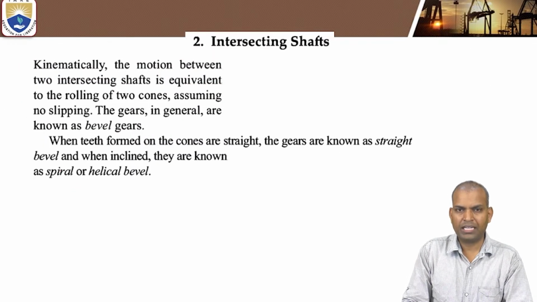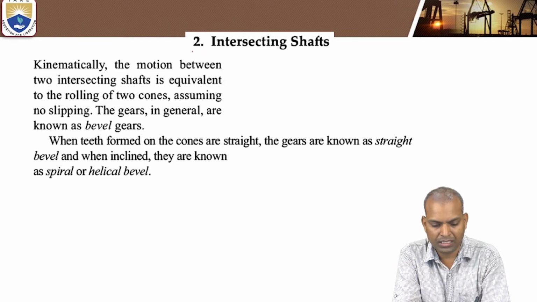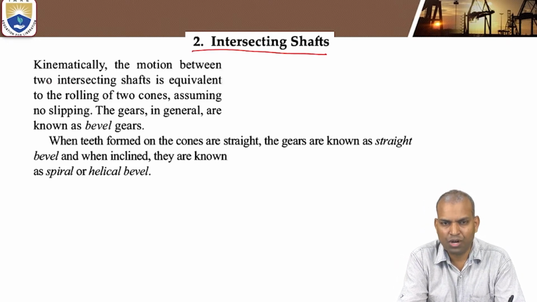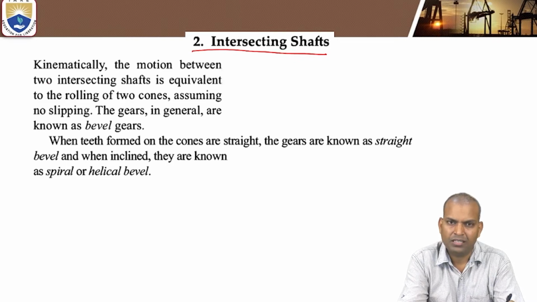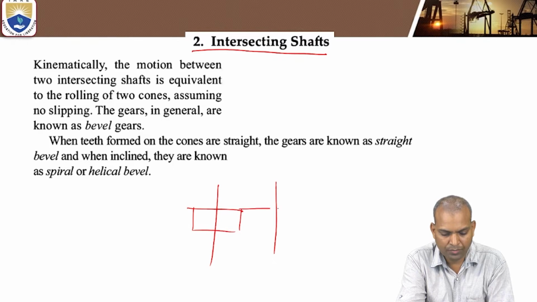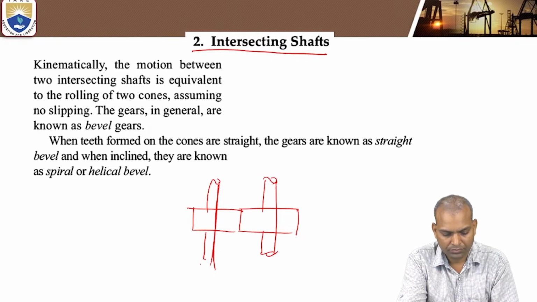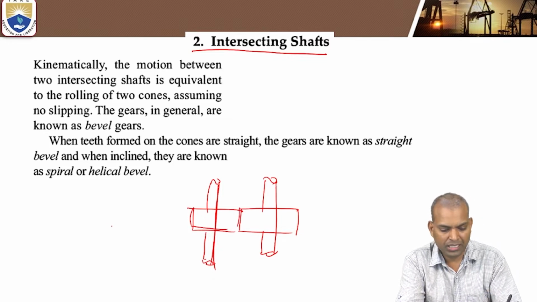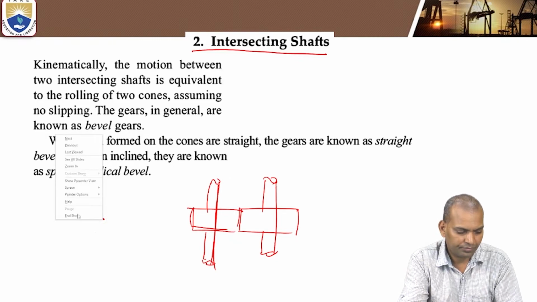Now the next classification is intersecting shafts. What are intersecting shafts? Here the shafts are not parallel. In the earlier case, the driver shaft and driven wheel are parallel. That is the parallel shafts category. That's why both the wheels rotate in opposite directions. But in this case, it is not parallel.